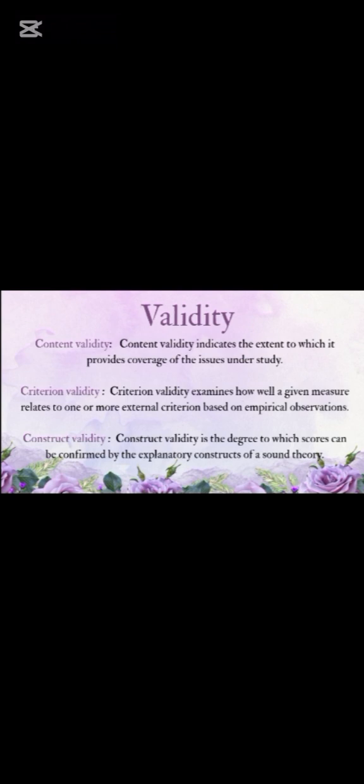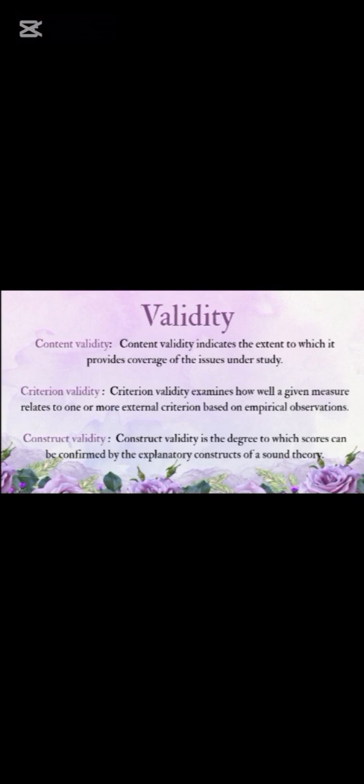Then comes construct validity. Construct validity is the degree to which scores can be confirmed by the explanatory constructs of a sound theory. So, construct validity basically determines whether a test truly measures the theoretical construct or trait it is intended to assess. An example of construct validity is a scale measuring impulse buying behavior should assess spontaneous purchase tendencies, not just general shopping frequency. So, if frequent shoppers are wrongly classified as impulsive buyers, then the scale lacks construct validity.